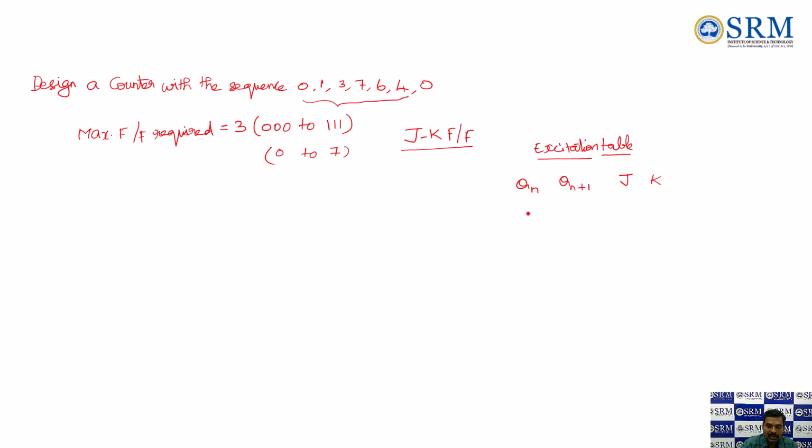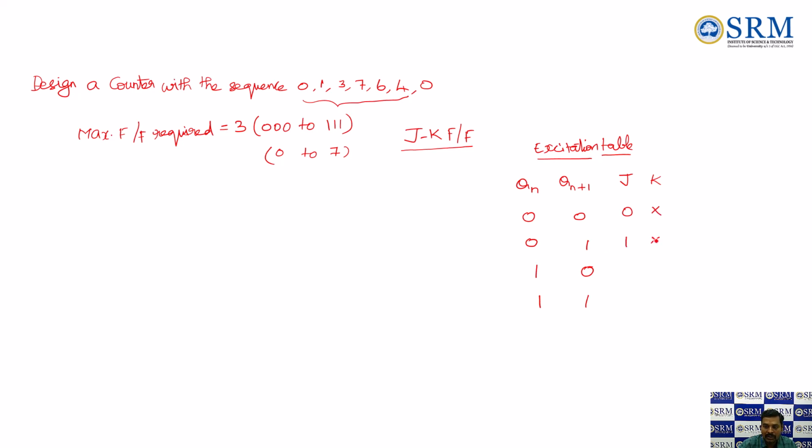Qn is 0 and Q n plus 1 is 0. If it is 0 to 1, then it is 1 x. For 1 to 1, if both are 0 0, then J is 0, K will be x.